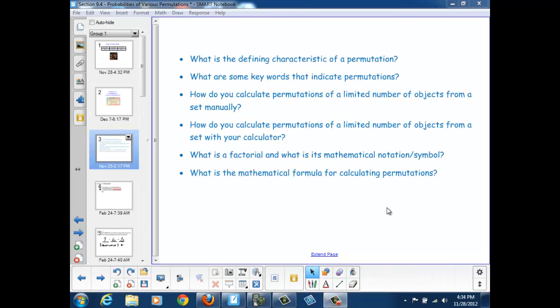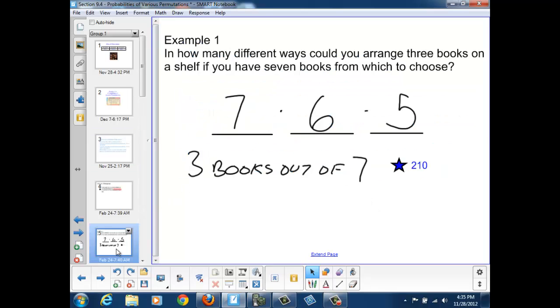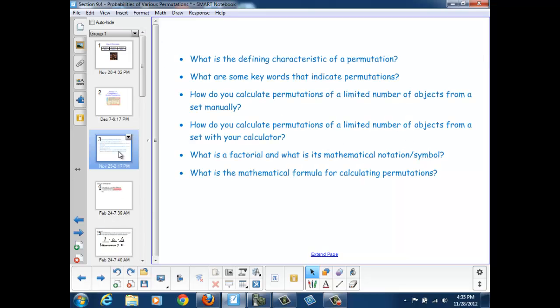So let's recap. What is the defining characteristic of a permutation? Well, it's the point that order matters in the arrangement. What are some key words that indicate permutations? Things like "and" or "in a row." How do you calculate permutations of a limited number of objects from a set manually? Well, laying out the number of slots, as we did in the first example, and working our way through the slots as our choices become more limited.